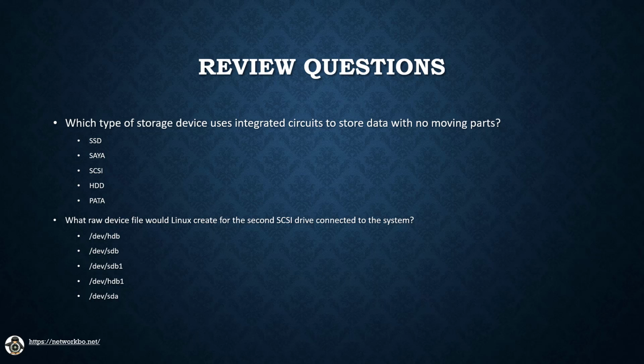Alright, it's review question time, everybody. First, which type of storage device uses integrated circuits to store data with no moving parts? Second, what raw device file would Linux create for the second SCSI drive connected to the system? Pause and look back to the PowerPoint because we did mention both of these earlier.